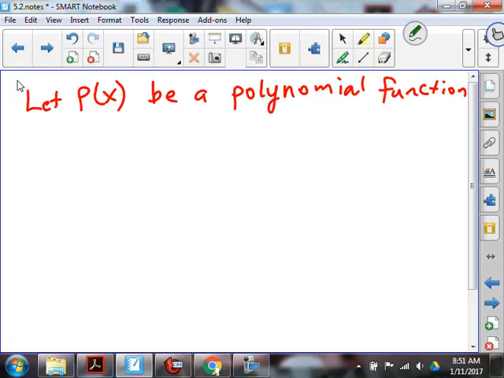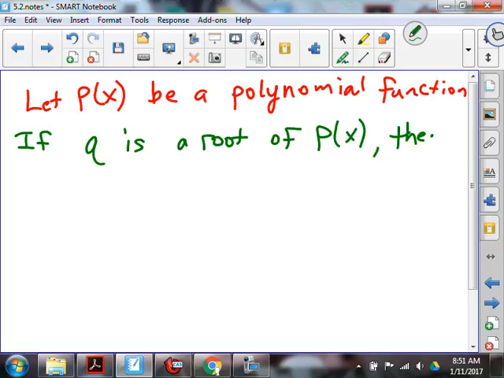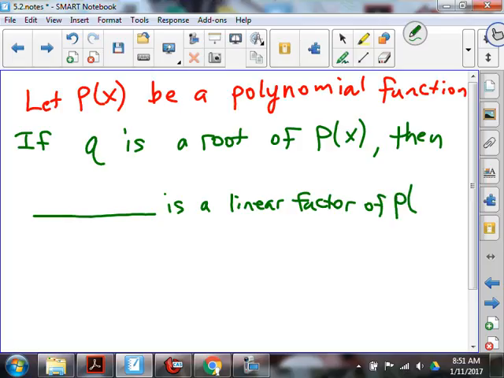But what we need to realize is that if q is a root of p of x, then here's a conditional statement, kind of like a theorem, and later on in the chapter, we'll talk about how this actually is a theorem. It's called the factor theorem. I think it's called the factor theorem, don't quote me on that. But p of x is some polynomial function. If q is a root of p of x, then some algebraic expression is a linear factor of p of x.